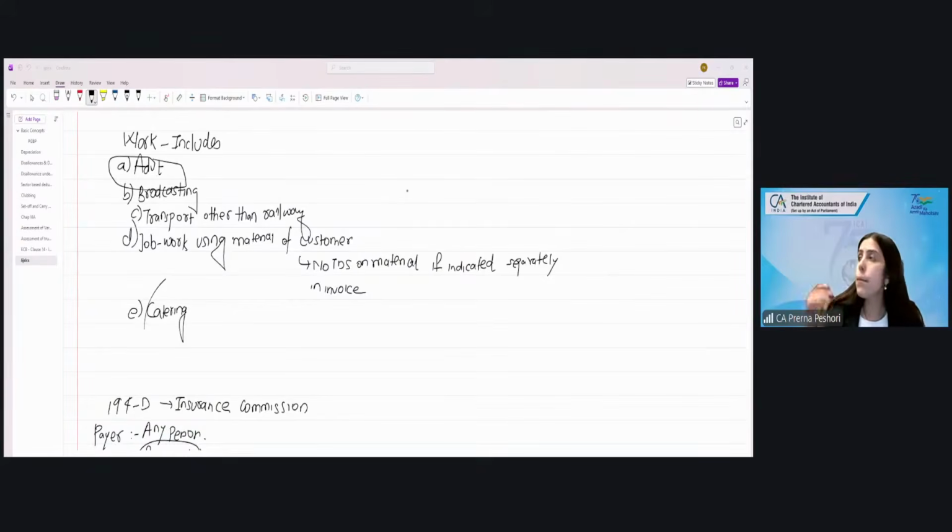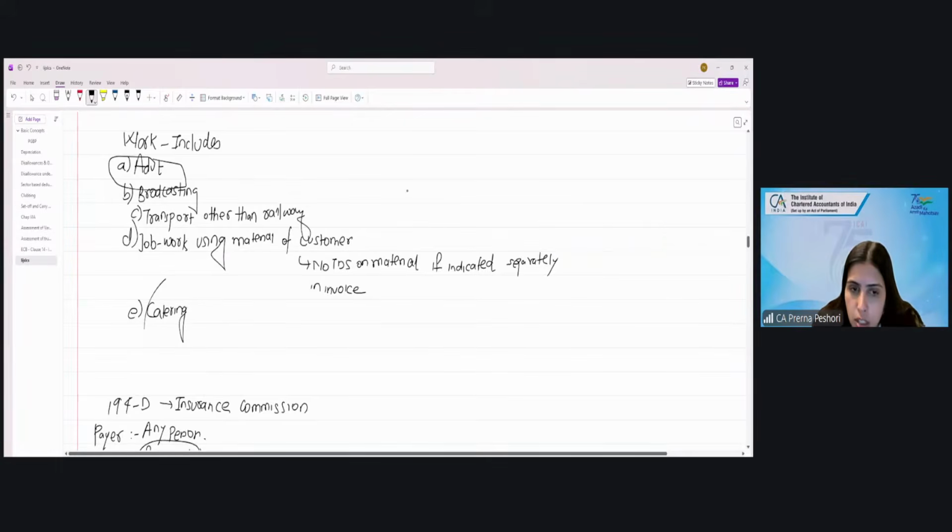So let's say, for example, if there is a bag manufacturer, he gives me the bag for labeling and printing. Now the labeling or printing work that I do on the bag, the bags are purchased by me from the customer itself. That is where the payment will attract the TDS under 194C. Are we clear?